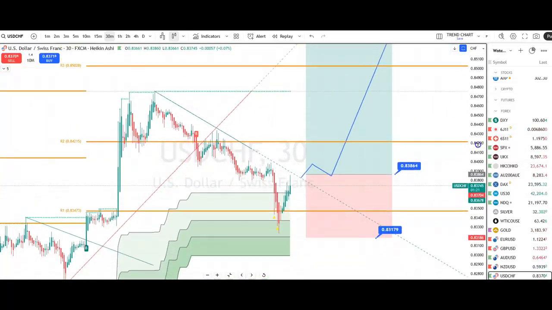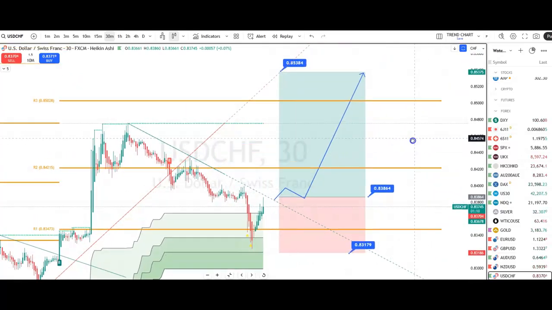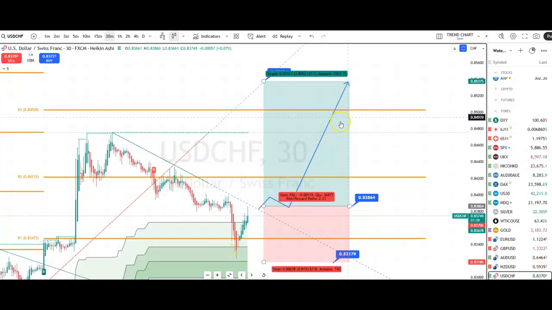Now for me, I'm going to wait for this price to break this trend line here. It's green for buy, and once it does 83.86, then you can expect it to go to 85.38, giving you 2.23 times risk to reward. Good luck with that trade.